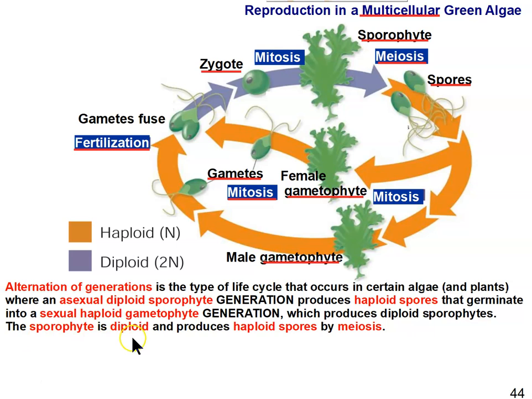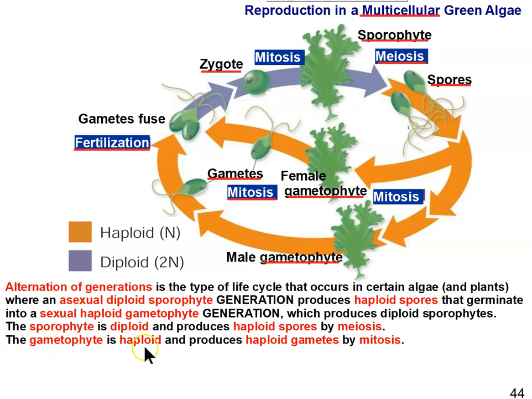So the sporophyte is diploid and produces haploid spores by meiosis, right? So that's what you want to remember. It's a diploid sporophyte, and that's why it'll help you remember that it's a diploid sporophyte. And it's producing haploid spores. The only way you can go from diploid to haploid is by meiosis. So that's what you want to remember.